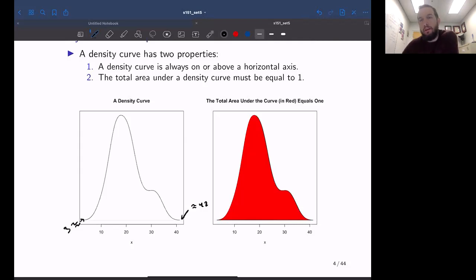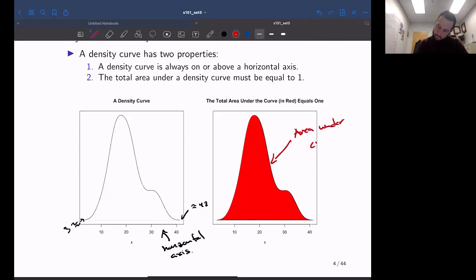Now, there are two major properties of a density curve. One, it always has to sit on or above the horizontal axis. So this here is the horizontal axis, and the curve is sitting on top of it. So the curve has to run across the values of X. The other property is that the area beneath it has to be equal to 1. In the second plot here, the part shaded in red represents the area under the curve, and the total size of that area is 1. That's the most it can ever be. The entire area under the density curve has to be equal to 1.